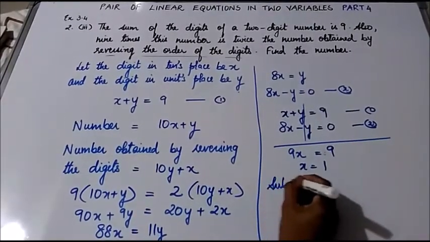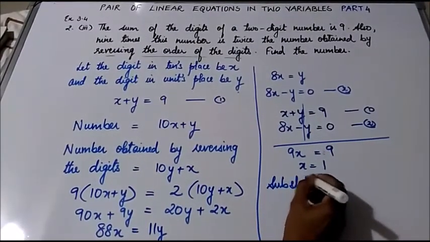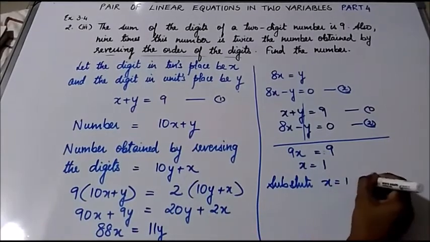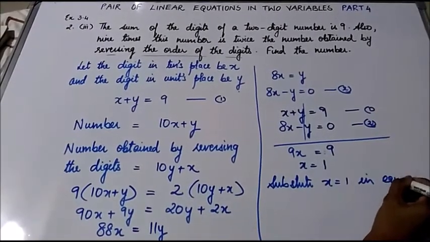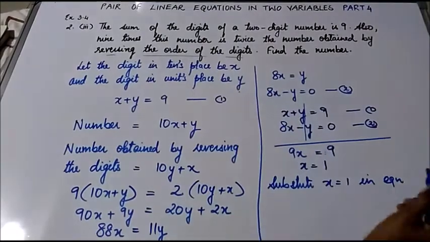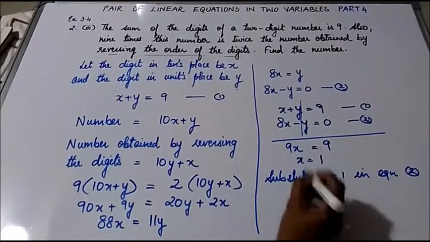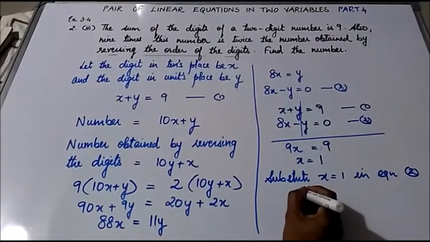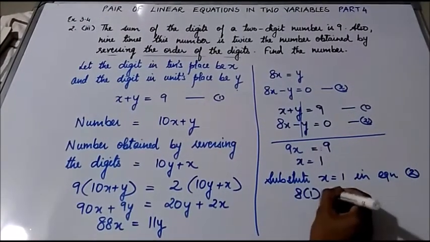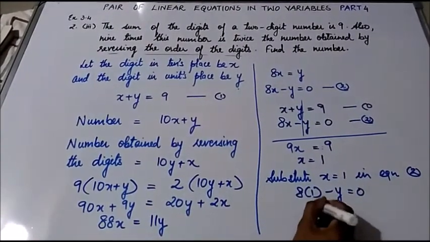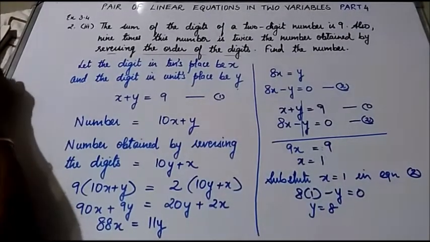Now substitute x equal to 1 in an equation. Equation 2 is easier to substitute, so we will substitute x equal to 1 in equation 2. We get 8x minus y is equal to 0. That is 8 into 1 minus y equal to 0. We get y is equal to 8.